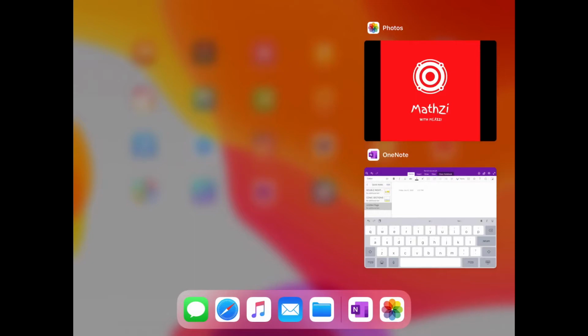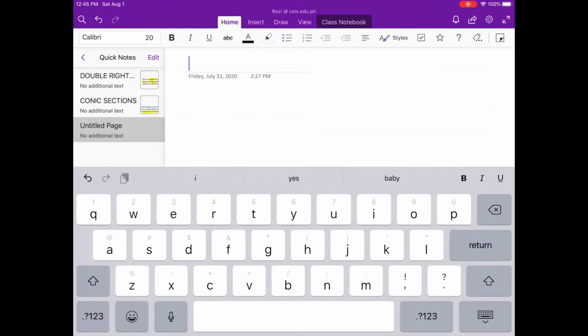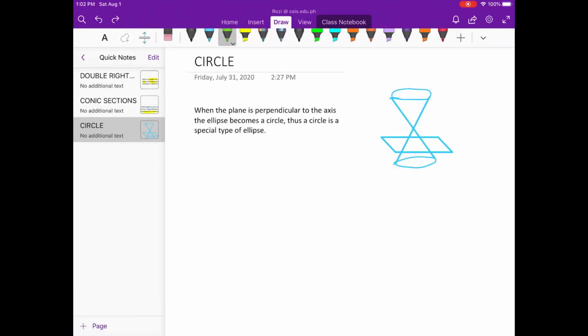So last time we talked about the different types of conic sections. Today let's focus on one particular type, which is the circle. If you can still remember this lesson, when the plane is perpendicular to the axis, the ellipse becomes a circle. Let's draw a vertical axis, and if it is perpendicular, forming 90 degrees or a right angle, it becomes a circle. A circle will be formed here.